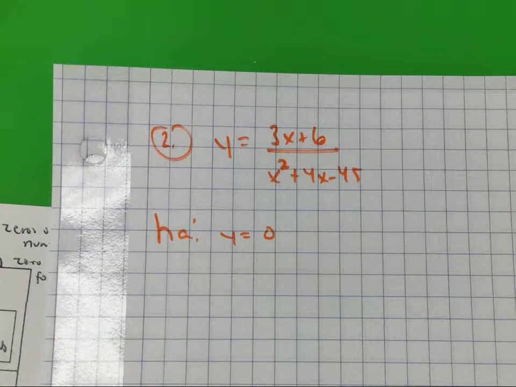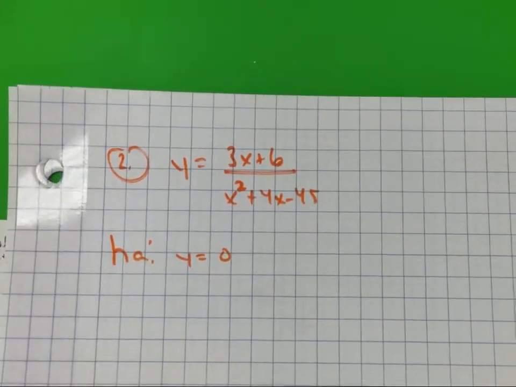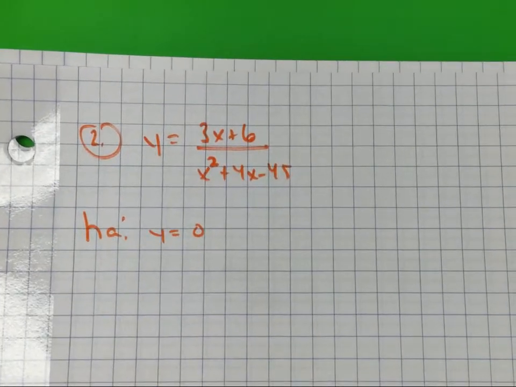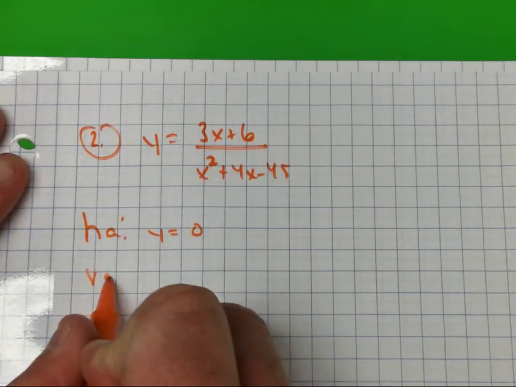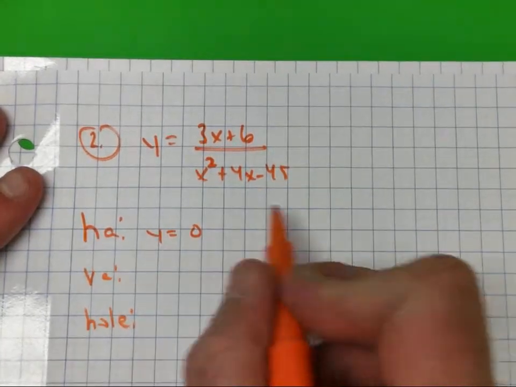Now, after you find the horizontal asymptote, you then locate the points of discontinuity. What makes this function undefined? And that can either be a vertical asymptote or that can be a hole. Okay? So I'm going to factor this function.